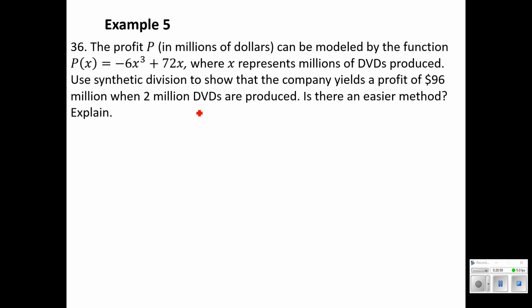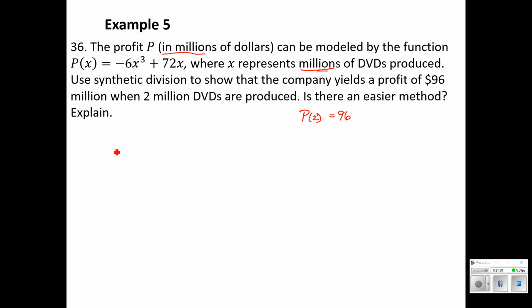Example 5, the profit P in millions of dollars can be modeled by the function P of X, given here, where X is the millions of DVDs produced. Use synthetic division to show the company yields a profit of $96 million when 2 million DVDs are produced. Okay, so the profit is in millions. The X value is in millions. So really what we're trying to find is P of 2, right? Because that means plugging in 2 million. And I'm hoping to show that P of 2 equals 96, representing the $96 million.